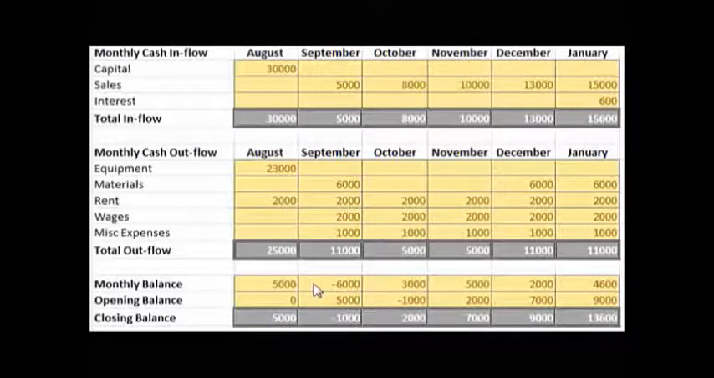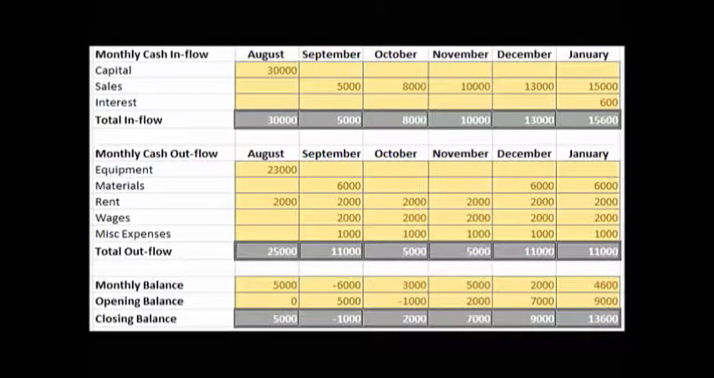For October, this is £8,000 minus £5,000, giving a monthly balance of £3,000. For November, take £10,000 inflow minus £5,000 outflow, giving a monthly balance of £5,000. In December, inflow of £13,000 minus the outflow of £11,000 gives the monthly balance is £2,000. For January, you take your total inflow of £15,600 minus the total cash outflow of £11,000, gives a monthly balance for January of £4,600.